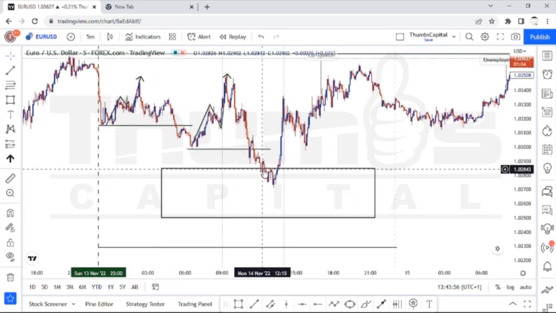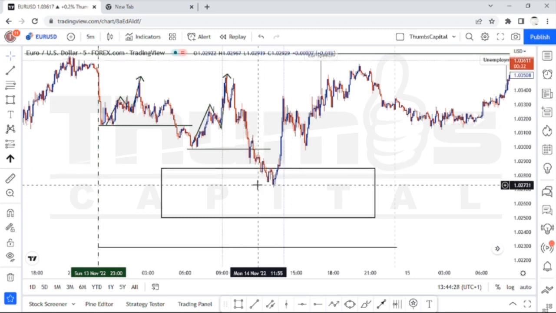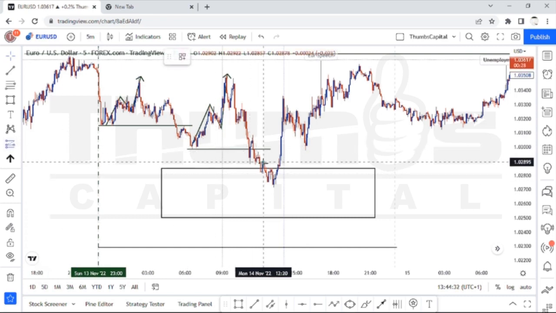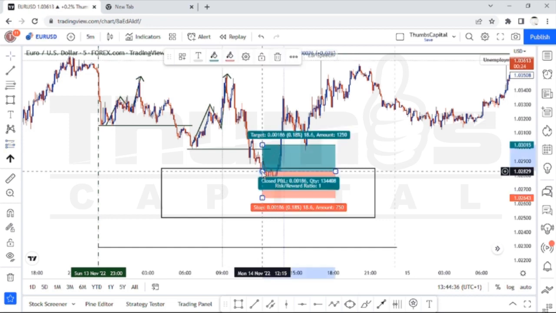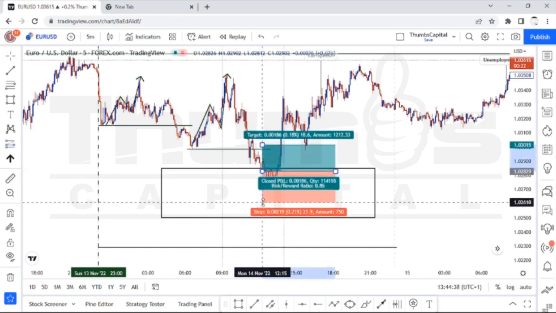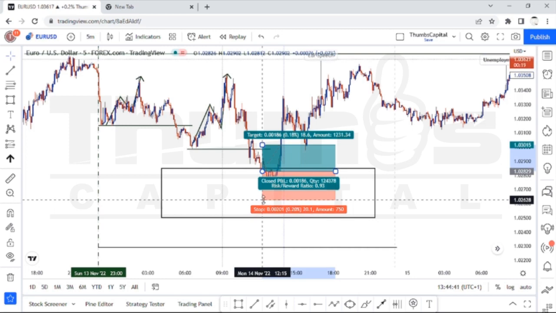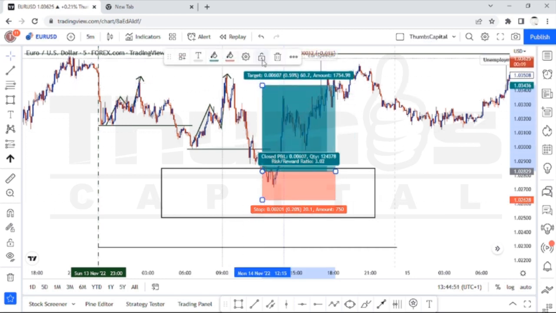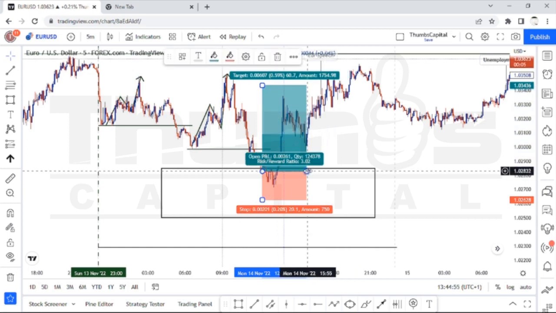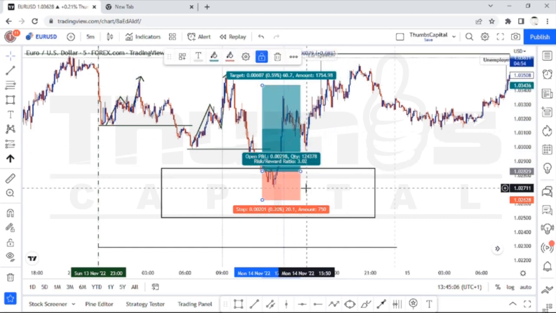Price came into the zone right here. Immediately price entered the zone, I entered my trade with a 20 pip stop loss. So this is what my trade looked like. On this candle right here is where I entered, and I add my 20 pip stop. I got 1 to 3 risk reward ratio right there. That's my first take profit.